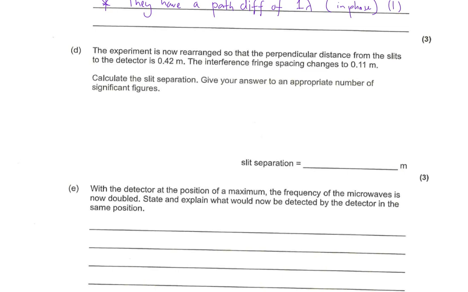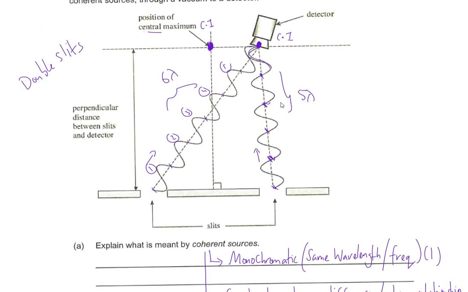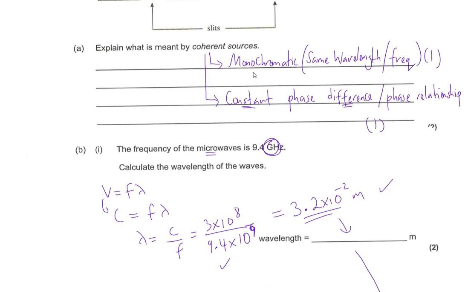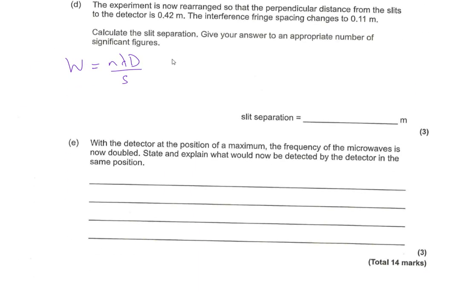Now this one you need to use the equation. These are double slits, so therefore it's going to be the equation w is equal to n lambda capital D over s. Everything's given to you. Now we know that the central bright spot is n is equal to 0, and then the second bright spot is going to be n is equal to 1. So therefore this will be equal to lambda D over s.